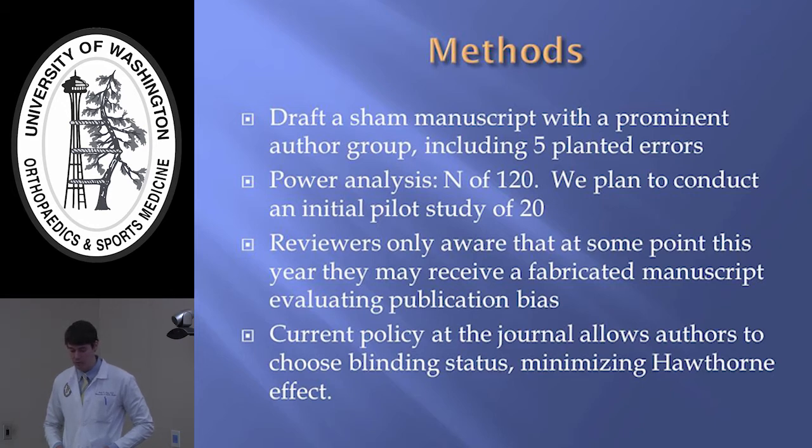Our plan is to draft a sham manuscript with a prominent author group not here. We've actually talked to some authors who've agreed to lend their name to a sham paper. And we're going to plant, or we've already planted, five errors in that manuscript. Our plan is to submit it to reviewers, well, I'll get to the specifics of the IRB, but without their knowledge of what exactly is going on, and look at a few different data points, which I'll get to.